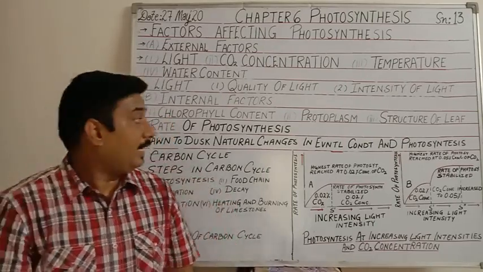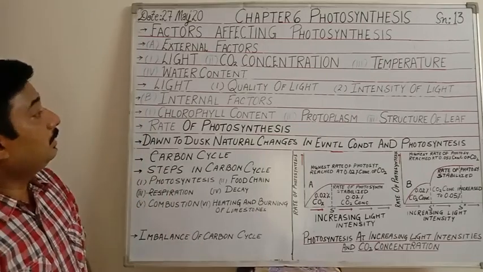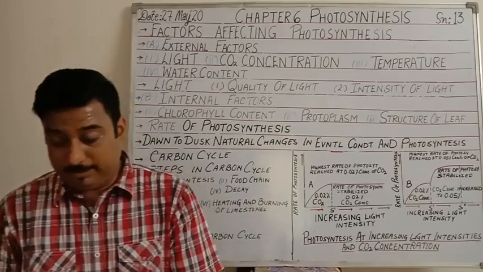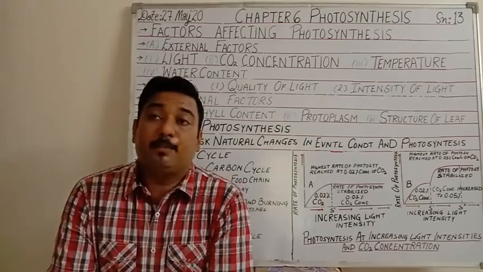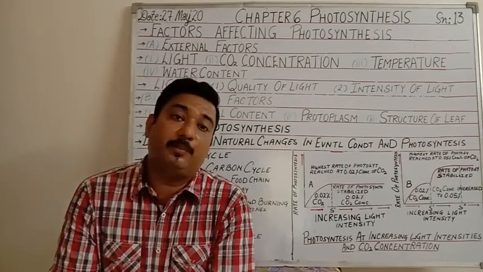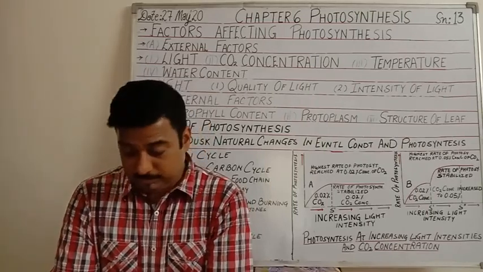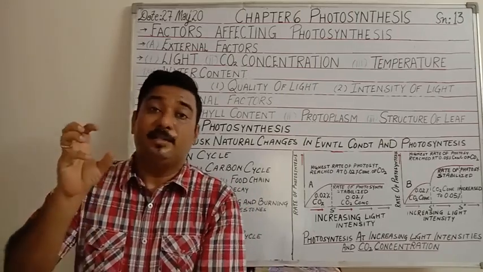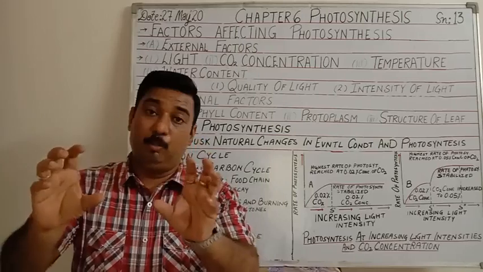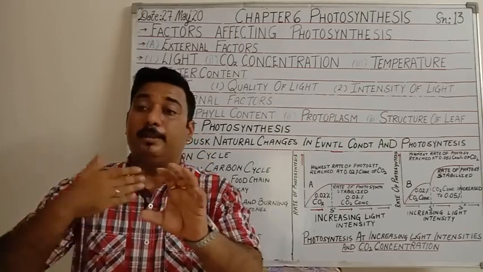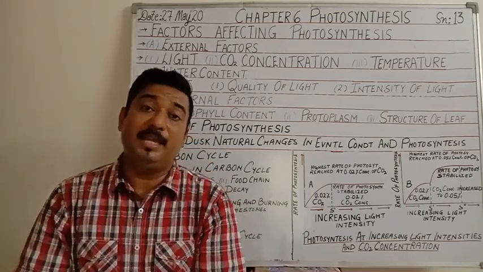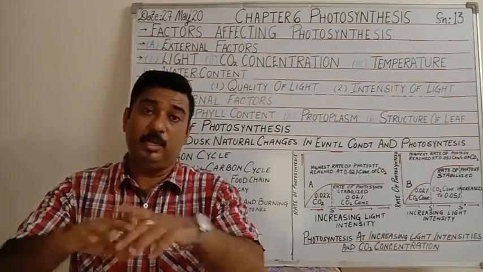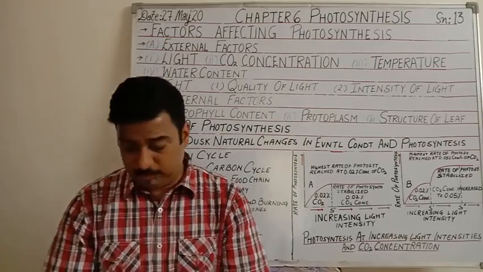The next thing that we are going to discuss is the water content. As we all know, water is a very important factor. It is a raw material, and if there is scarcity of water, naturally that will affect the rate of photosynthesis, because when there is water in proper amount, the cells are fully turgid and the guard cells are open. When the stomata are open, exchange of gases can take place. If the guard cells are not fully turgid, the stomatal aperture will get closed. That will certainly affect the rate of photosynthesis.